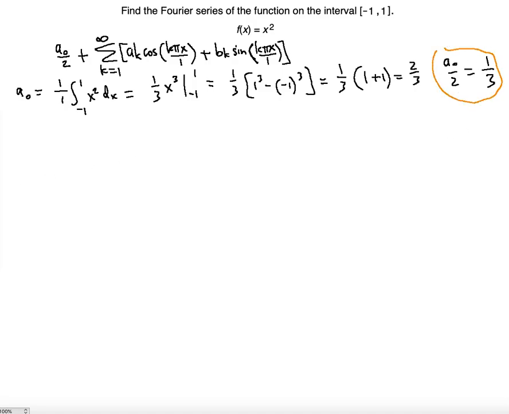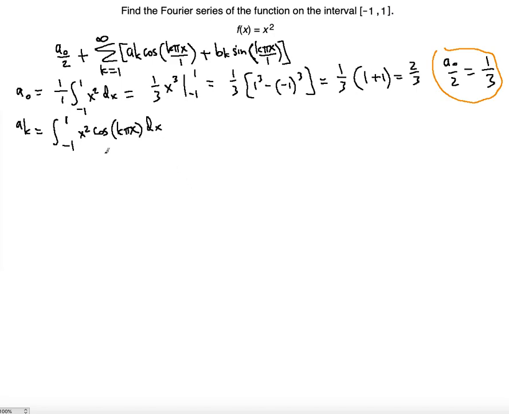Now the next case is a subscript k. Now a subscript k is going to be the same thing. I'm not going to write 1 over 1. It's just going to be 1, integral from -1 to 1, of the function multiplied by this part, cosine k pi x over 1. I'm not going to write 1, I'm just going to write k pi x dx. Okay, so you're going to use integration by parts.